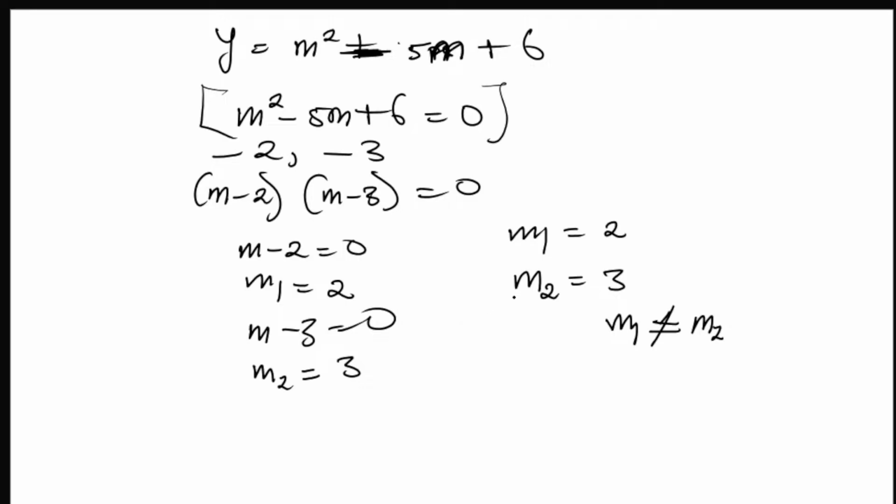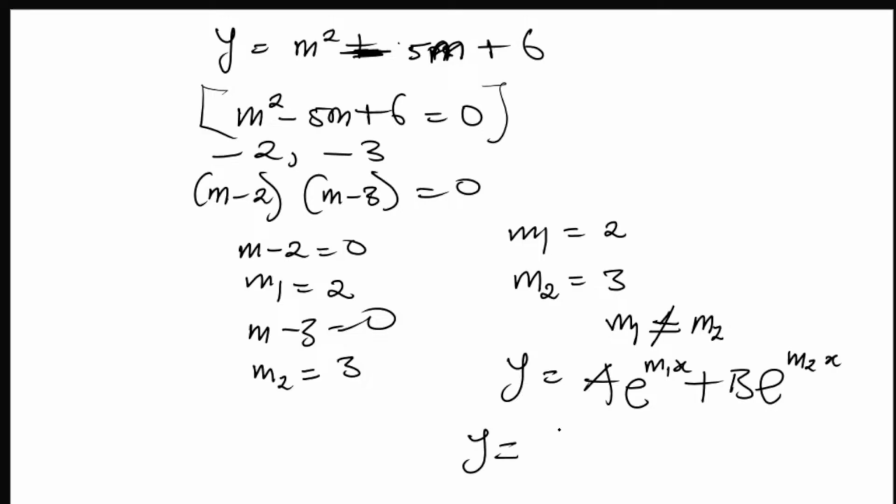And what's the concept behind m1 not equal to m2? The concept is actually y will simply be A exponential m1x plus B exponential m2x. This is the concept. So if you apply that, you simply have that y will now be equal to A exponential raised to the power of, what is your m1? Your m1 is 2, right? So you have 2x plus B exponential raised to the power of m2, which is 3. So you have 3x here.